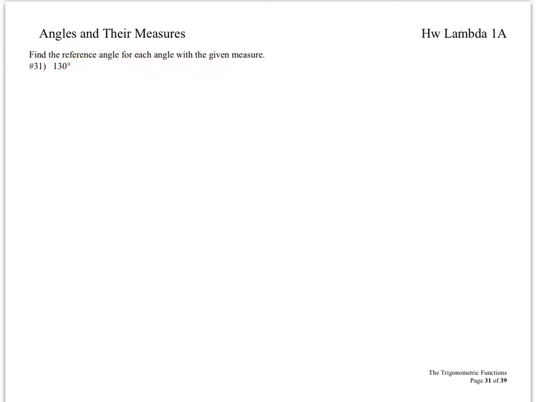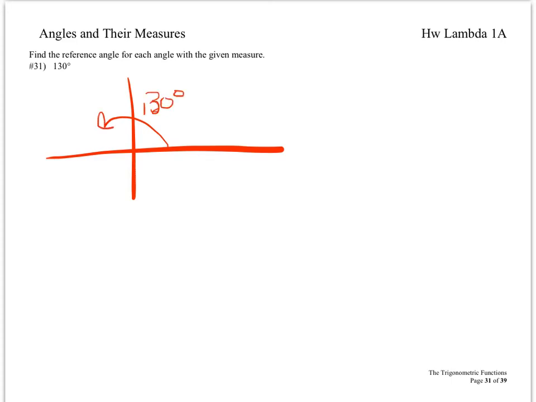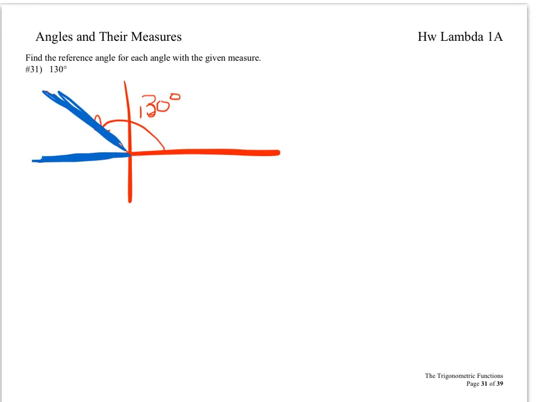Find the reference angle for each angle with the given measure. 130 degrees falls into quadrant 2. The reference angle is the angle formed by the terminal side, which is this right here, and the x-axis, so that it forms an acute angle. That would make this acute angle 50 degrees, because 130 plus 50 would give us the 180. So this reference angle is 50 degrees.